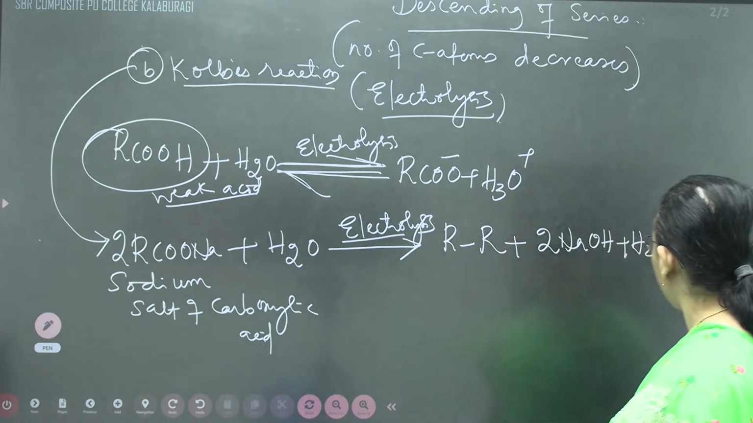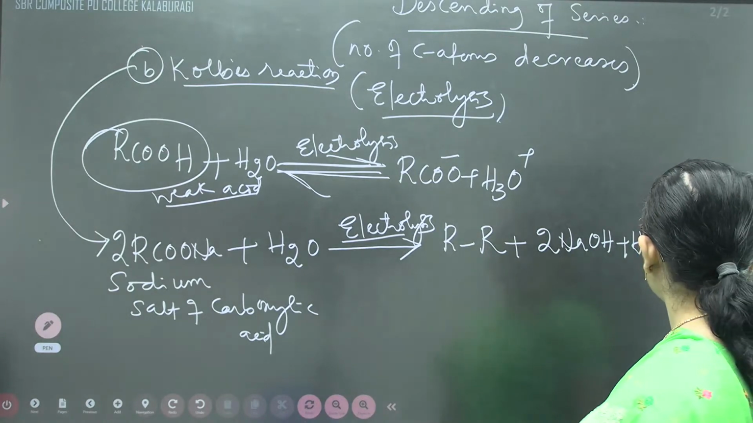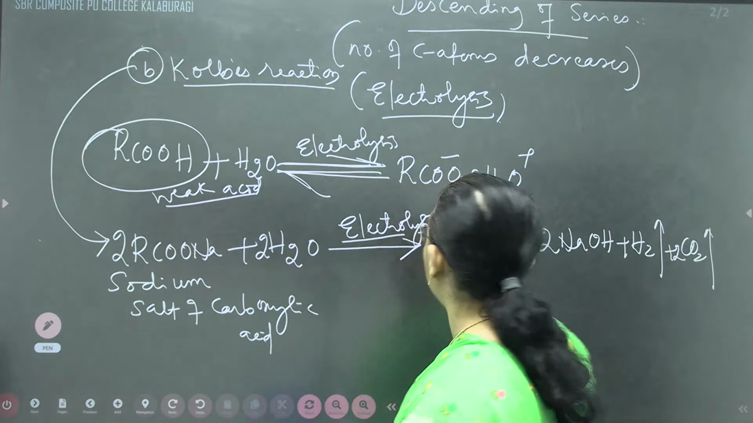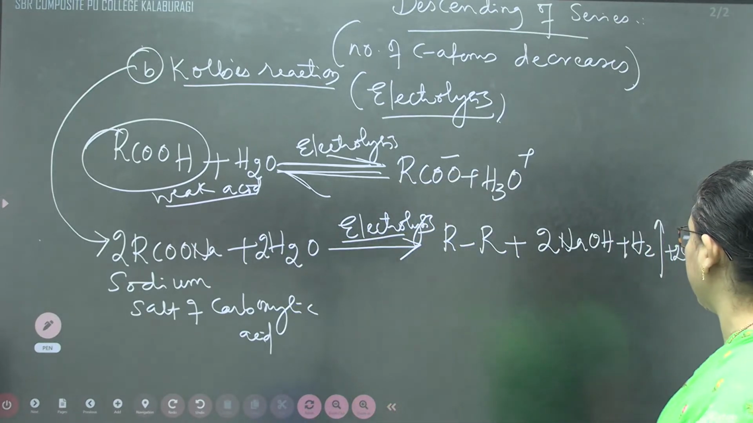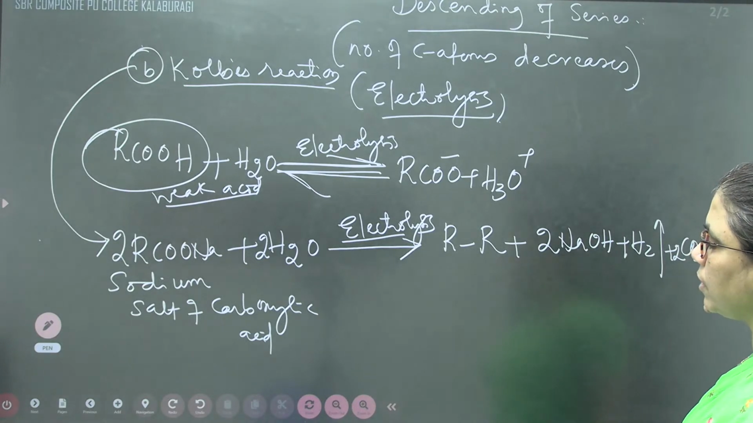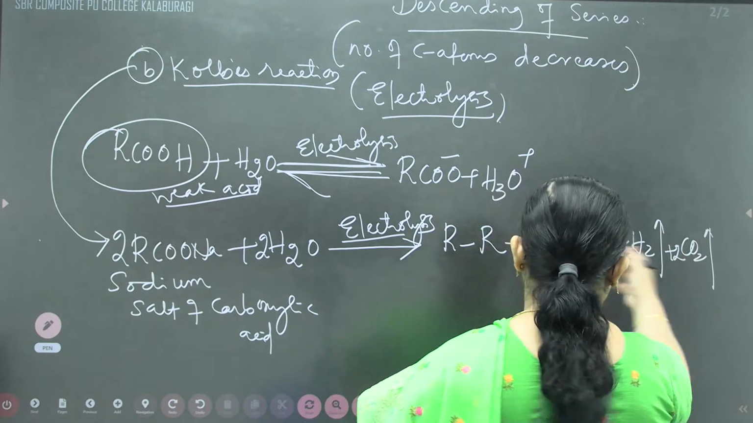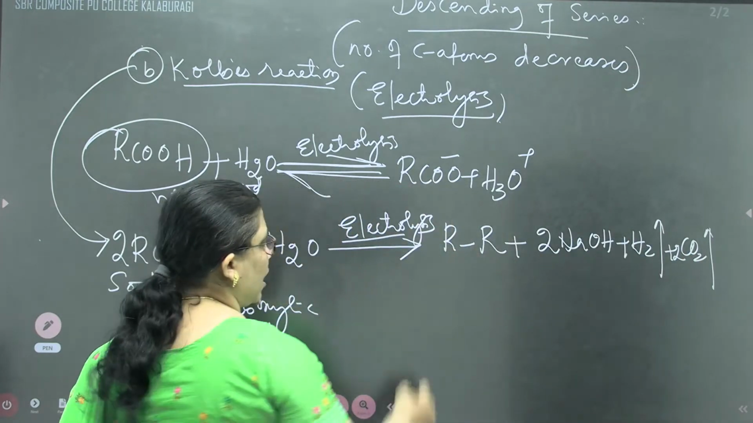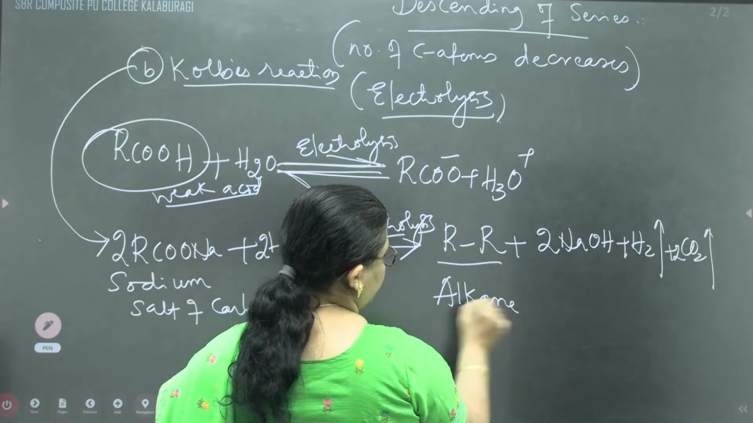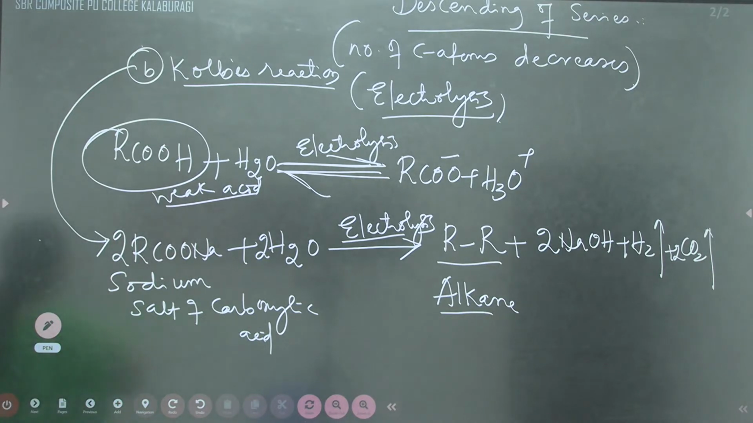Is it balanced? 2 R are there. Then hydrogen, how many are there? 2 plus 2, 4. Here we'll take hydrogen as 2. 4 to the 8, 8 plus 2, 10. Then 2, 2 to the 4. Correct? Then here we take the oxygen as how much, children? 2 to the 4 plus 2, 6. This is alkene, this is alkane.